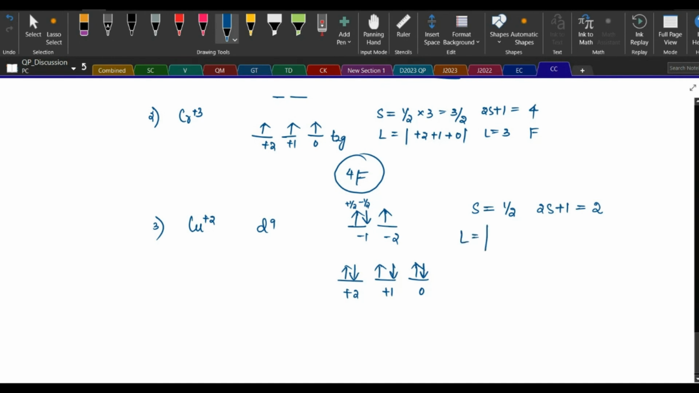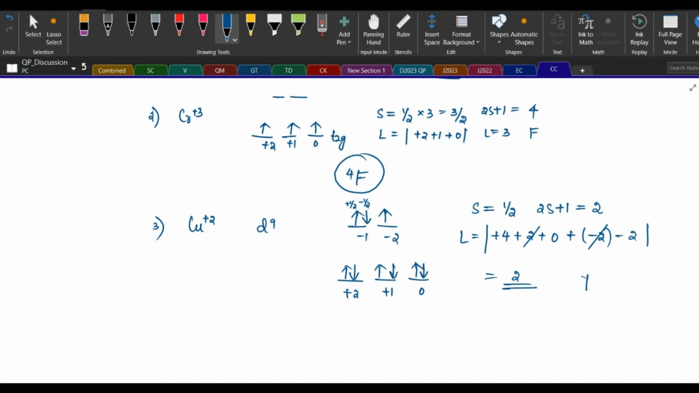2 electrons are in plus 2, so that is plus 4. 2 electrons are in plus 1, so that is plus 2. 2 in 0, 2 in minus 1 and one in minus 2. So plus 2 and minus 2 cancel out. Finally, the answer that you have is 2.